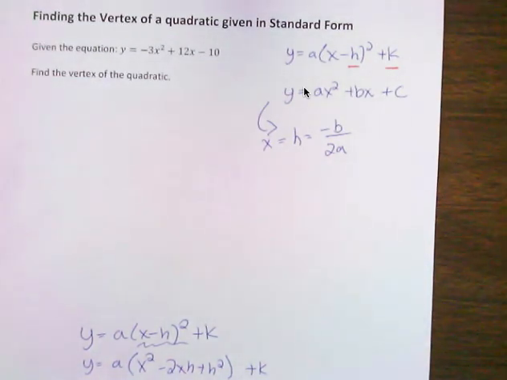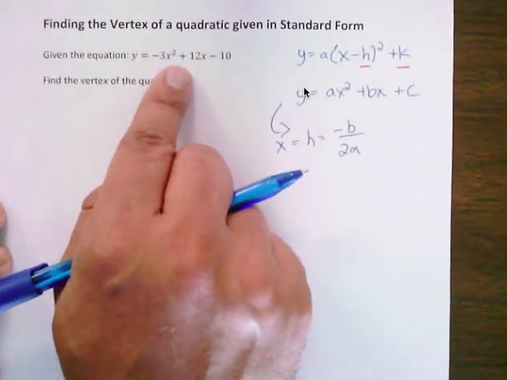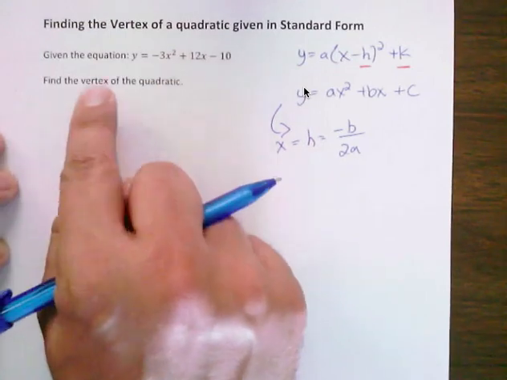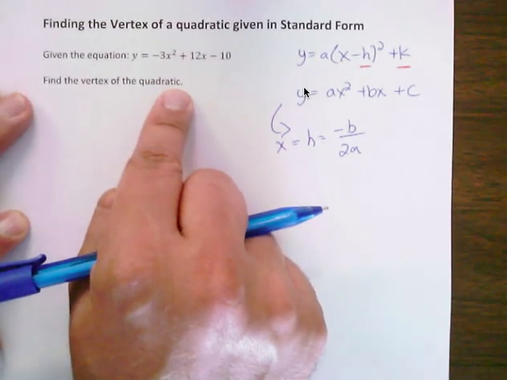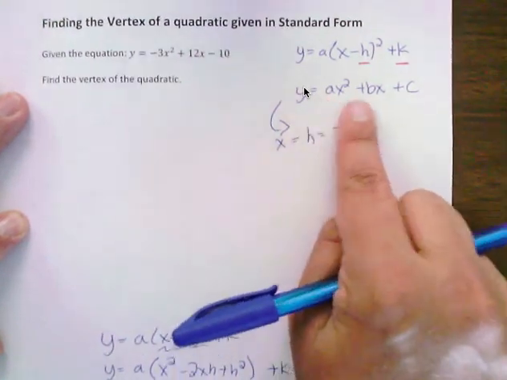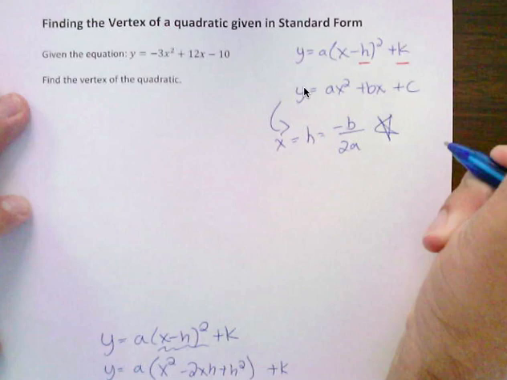So let's see how this is all connected here. Given the equation y equals negative 3x squared plus 12x minus 10, we need to find the vertex of the quadratic. So we are in standard form, ax squared plus bx plus c. Remember, we have this monumental fact right here.